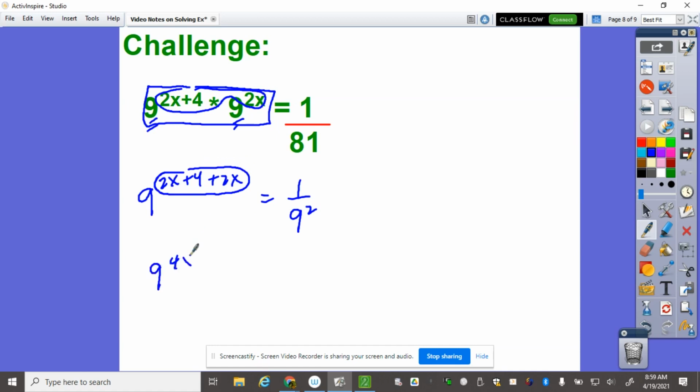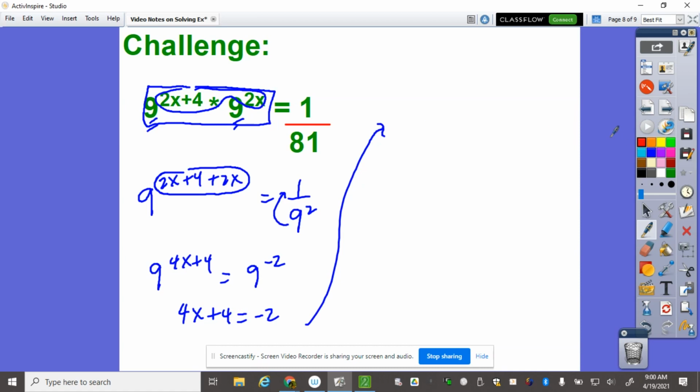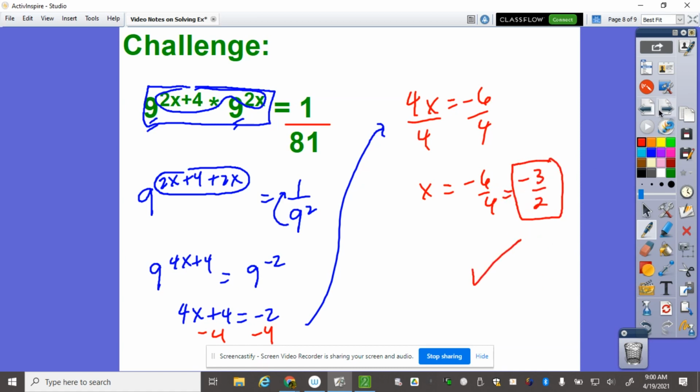And I will combine this, simplify this. This will be 9 to the 4x plus 4. And the 9 squared will go up, becomes negative 2. Now they have the same base. So this becomes 4x plus 4 is equal to negative 2. And from here, we can solve it by moving the 4 there. This will give us 4x is equal to negative 6. Then divide by 4, divide by 4, x equals negative 6 over 4, or better to say negative 3 halves. And that's the answer. Kaboom.